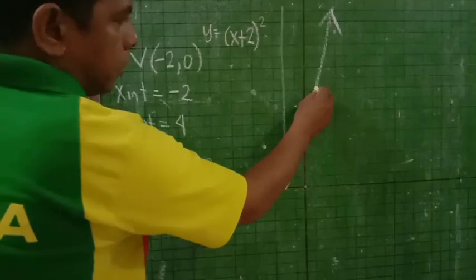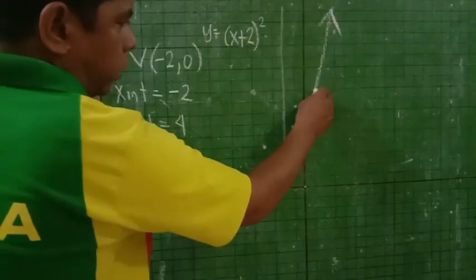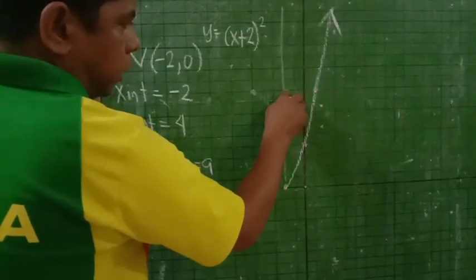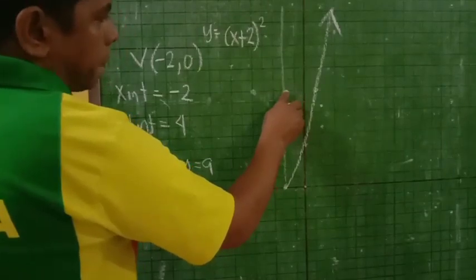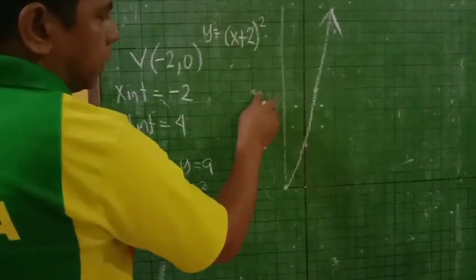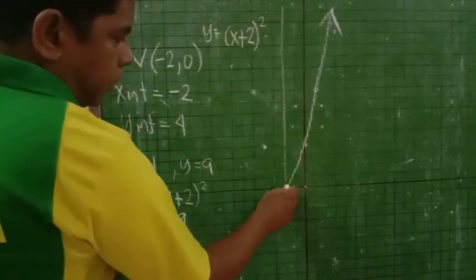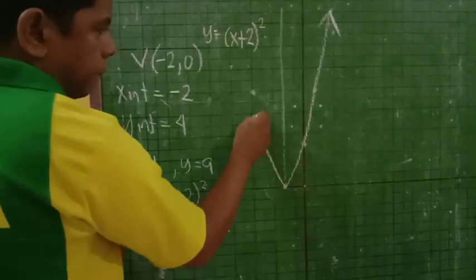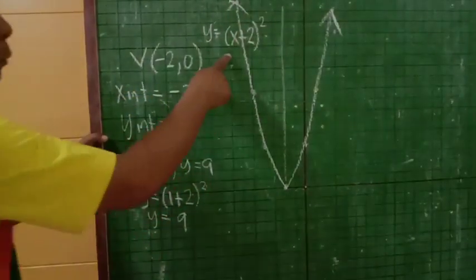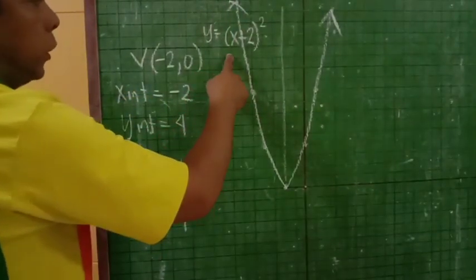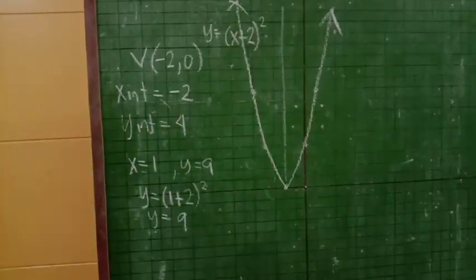At yung isa naman, ito yung x is 1, y is 9. 1, 2, 3. So, meron siyang distance na 3 units. Sa axis of symmetry, bilang lang din tayo. Then connect. So, that is our graph of y equals the quantity of x plus 2 quantity squared.